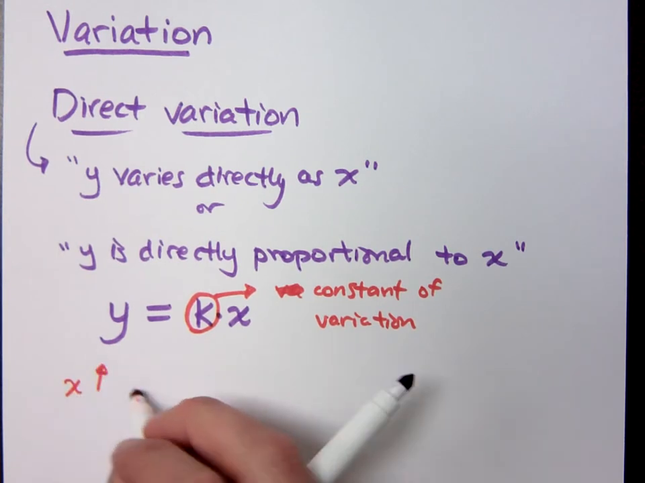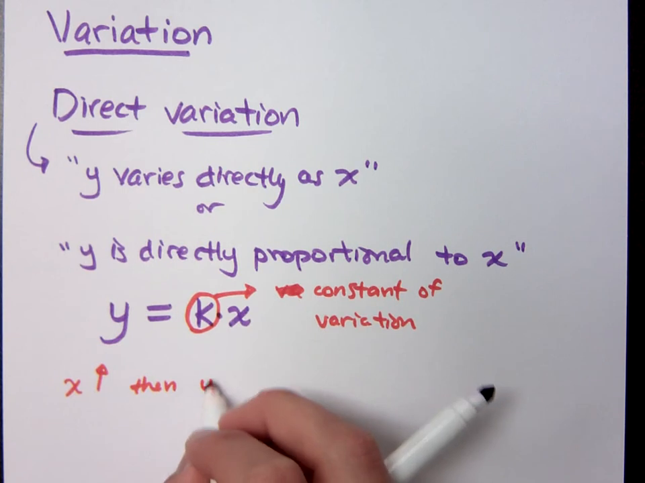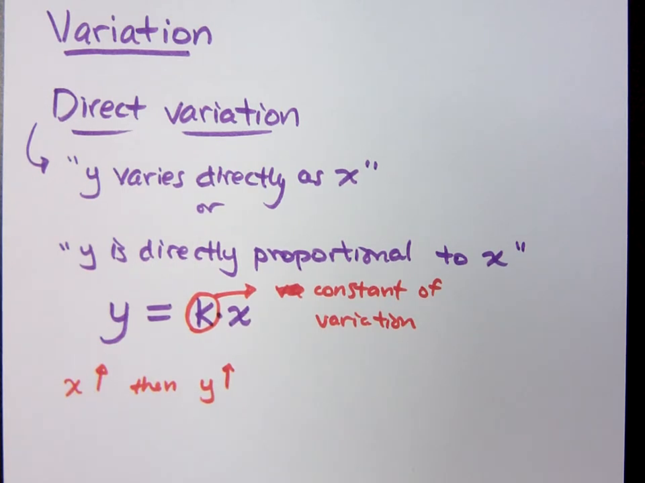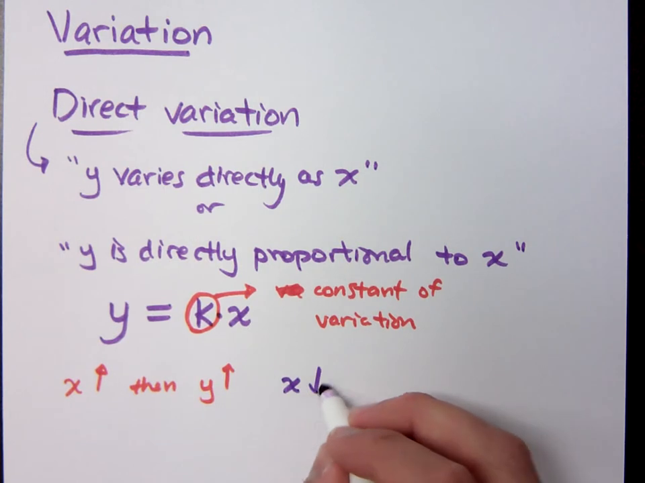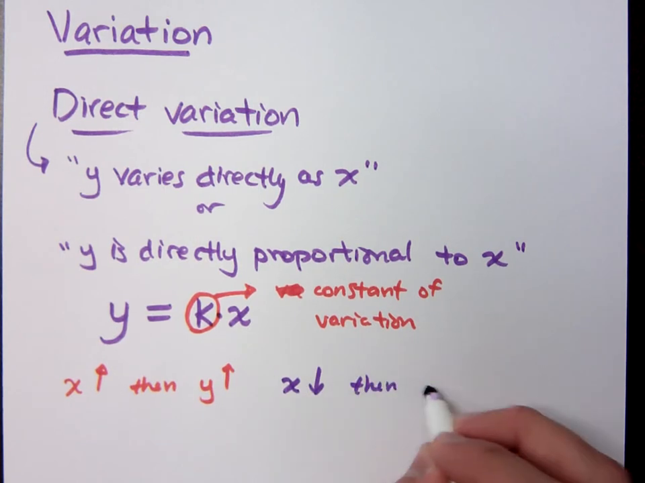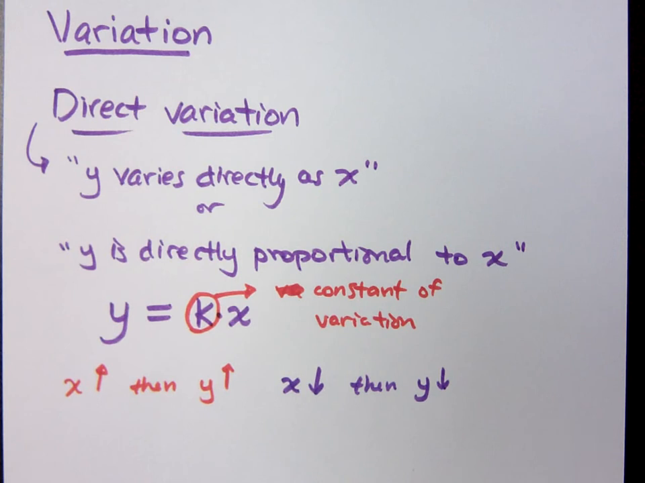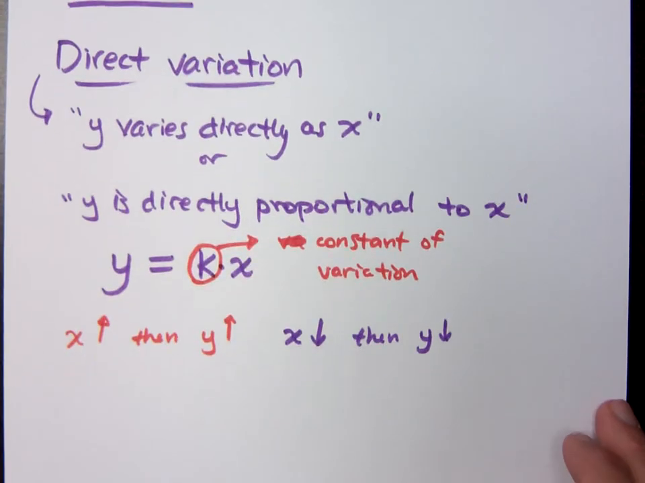x goes up, then y goes up. Or if x decreases, then y decreases. This is a direct relationship, direct variation. That's how it works. Now you have seen things like this before.